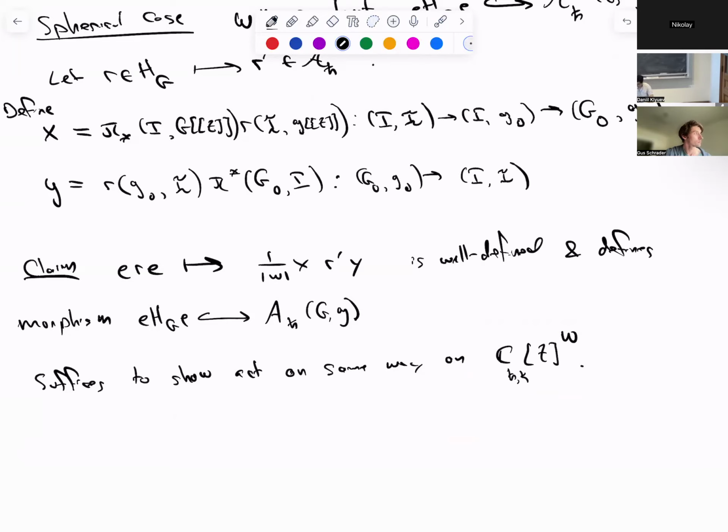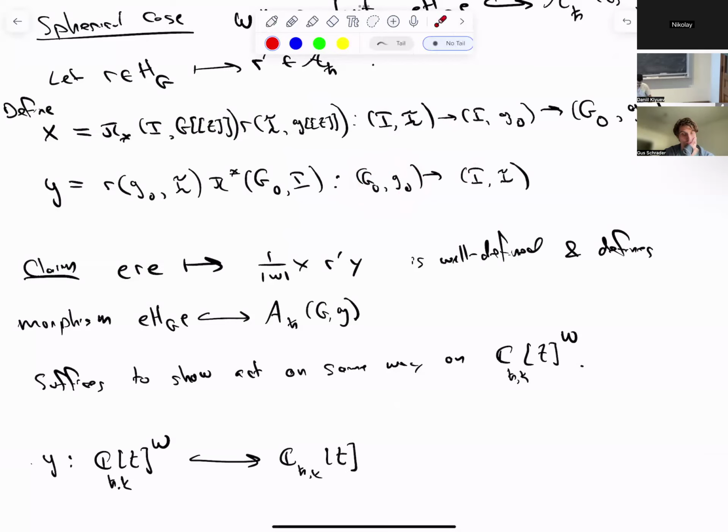Okay, so let's show this. We need to interpret what X and Y are. Well, Y is easier. First, let's do Y. Y is going to be a map from G0 to I. The algebra associated to this is, on the Euler side, the full polynomial algebra. And there's only one embedding of algebras which you can consider, and this is, of course, just the standard inclusion.